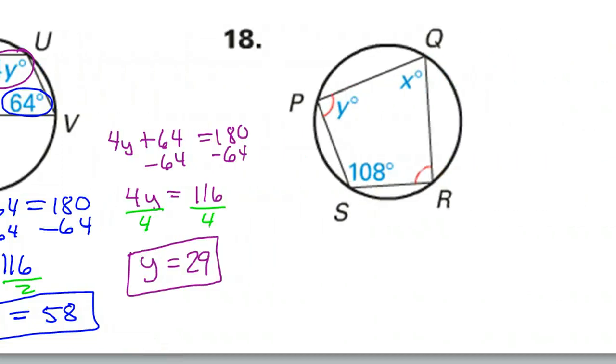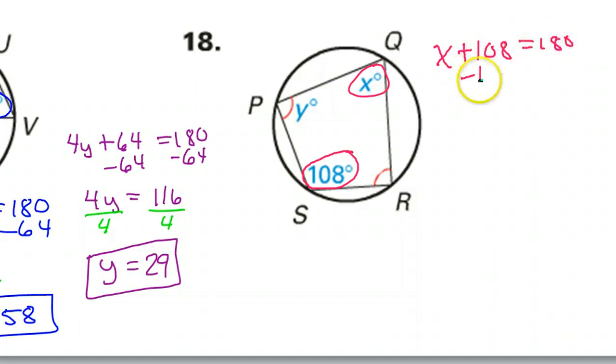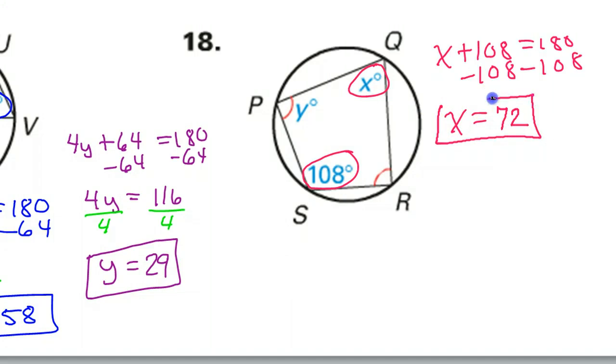Okay, this will be the last problem for this video. And once again, it's really the same thing over again. For the x's, these should be supplementary. So x plus 108 should equal 180. If I subtract 108 from both sides, that should give me x. So that's just going to be 72. So that's one of my variables.